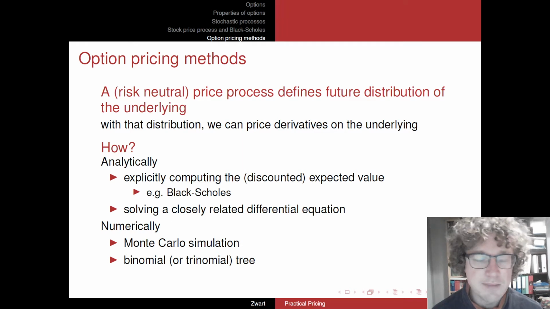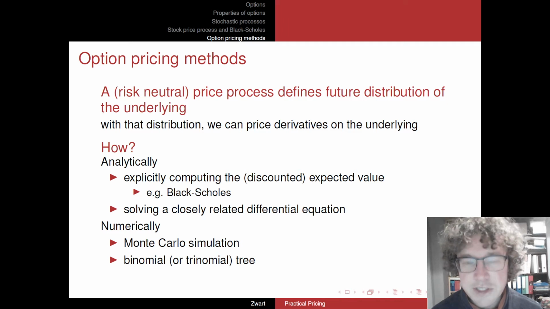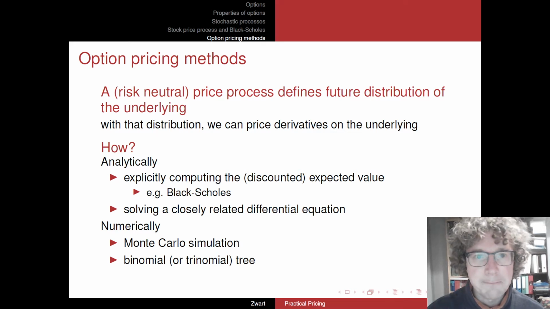So I'll briefly outline two different approaches to that numerical computation of option prices. One is Monte Carlo simulation, and the other one, and the one that we'll use in this brief course, is using binomial, or rather trinomial trees. So we'll have a look at that briefly as well.